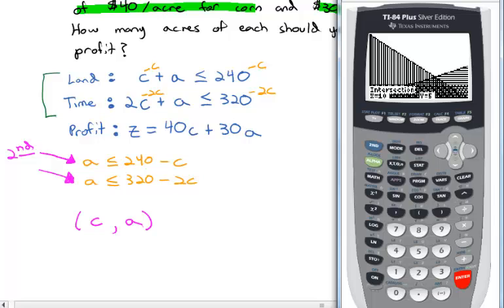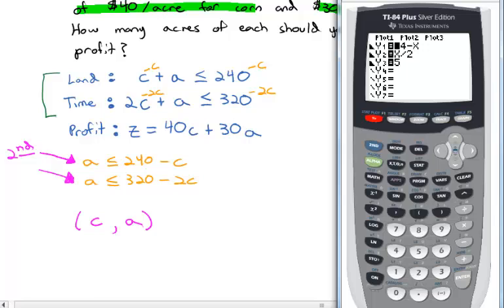Let's hit the y equals button. We've already got lots of functions in here. We're going to hit clear, enter, clear, enter, clear, enter. That takes them out.